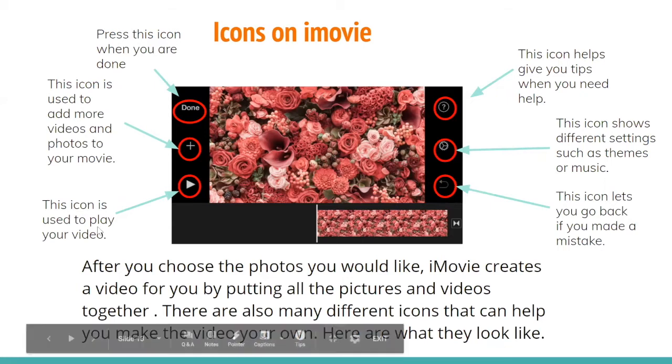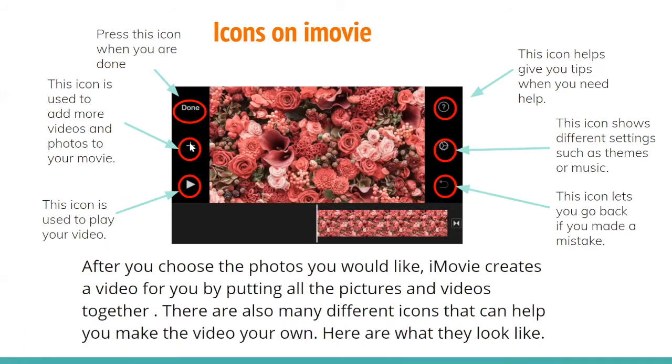So starting from the left, this icon is used to play your video. Then the plus icon is used to add more videos and photos to your movie. The done is the button you press once you are completed editing your video. The question mark in a circle is used to give you tips and when you need help. The gear icon is used to show different settings such as theme or music. And the arrow pointing to the left is the icon that lets you undo or go back if you make a mistake.